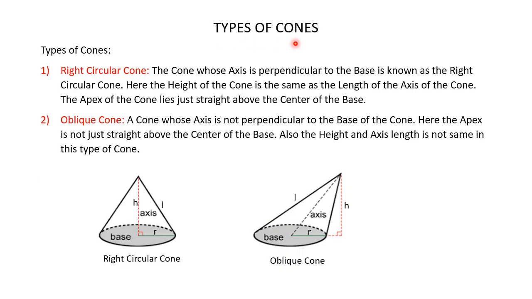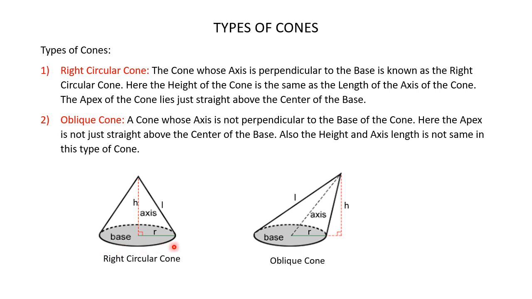Let's now learn about the types of cones. There are two types of cones, right circular cone and oblique cone. Right circular cone: the cone whose axis is perpendicular to the base is known as the right circular cone. Here, the height of the cone is the same as the length of the axis of the cone. The apex of the cone lies just straight above the center of the base.